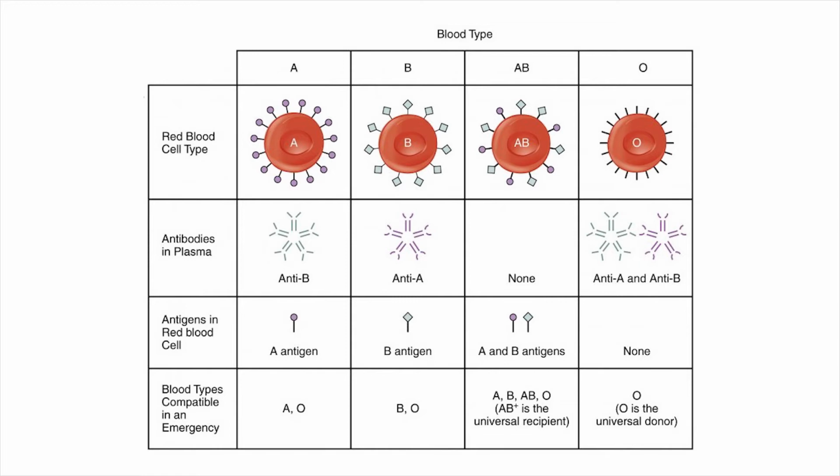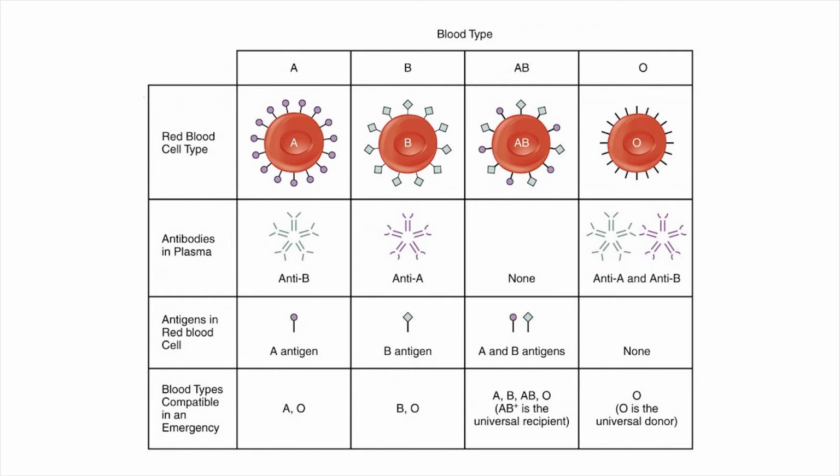Now, for someone with type AB blood, there are not going to be antibodies for B or for A in their plasma. So they will not have anti-B antibodies or anti-A antibodies. The reason for this is that their red blood cells actually contain antigens that are both type A and type B. Now, AB positive is considered the universal recipient in emergencies because they can receive blood from type A, type B, type AB, or type O.